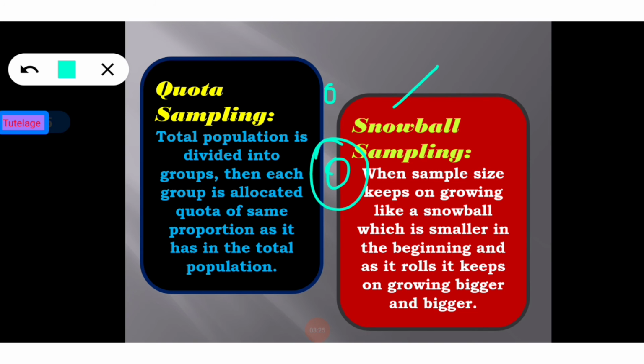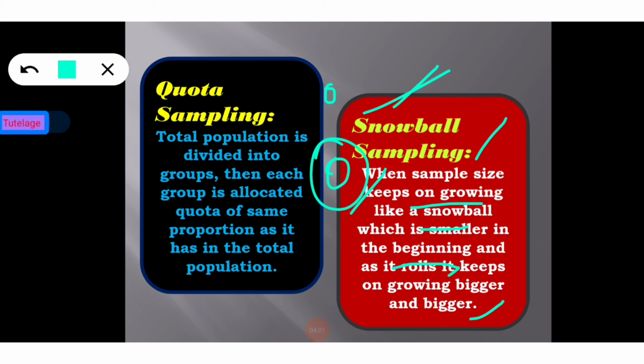In this way, the sample size keeps on growing like a snowball, which is small in the beginning and keeps on growing bigger and bigger. That's why snowball sampling is also called chain referral sampling. And why are we using snowball sampling? Snowball sampling is used especially in observational research, which is basically qualitative research.